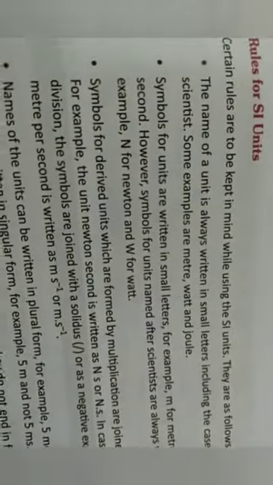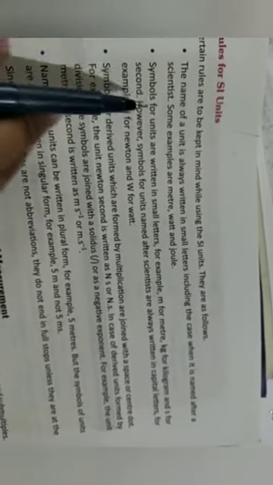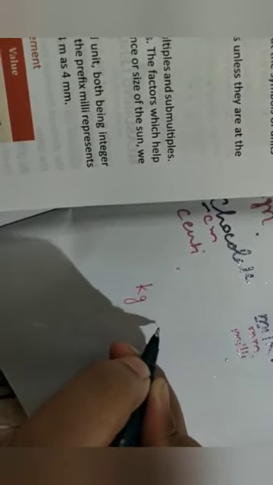Now the rules for SI units. If you see in your book, certain rules are given. When you write the SI unit, you have to keep in mind certain rules, like the name of a unit is always written in small letters. Suppose kg, so k is small, g is small. G for gram, that is the name of the unit. When we write joule, a unit named after a scientist, we will also use small letters.